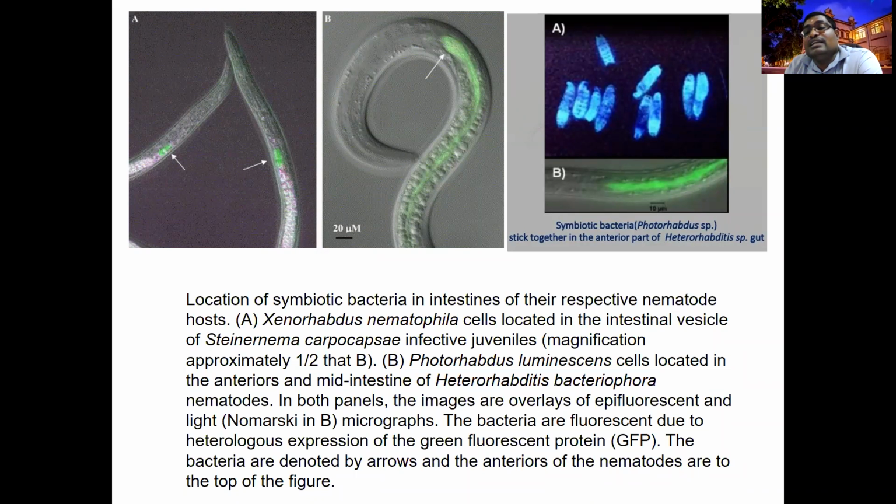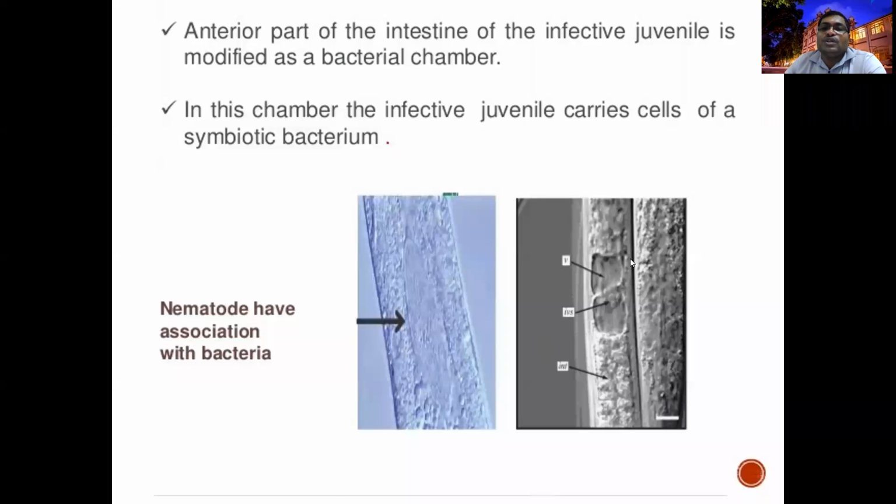As you would have studied in Rhizobium, the modification of root hairs to become nodules, the cavity is changed now. That's the way it is working. So the body color is changing. This picture also clearly shows that the nematode has an association with the bacteria.